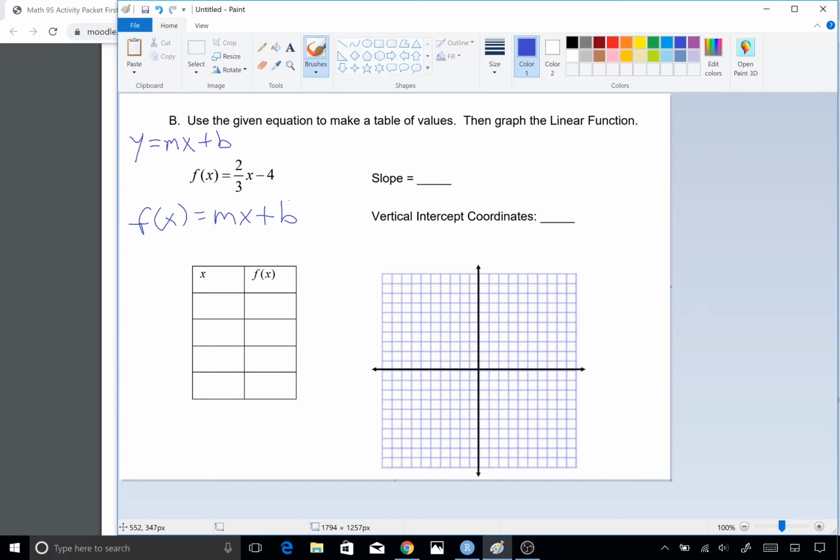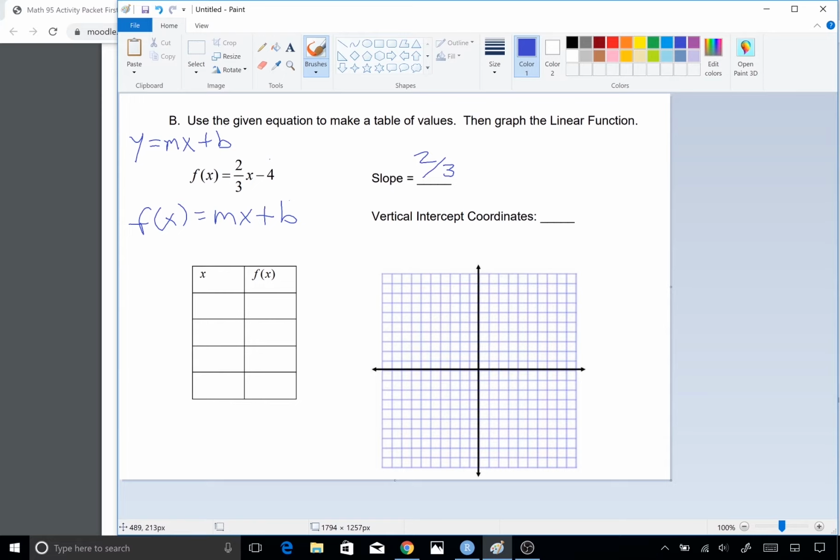Here, we're given the function f of x equals 2/3 x minus 4. The slope is the m. That's 2/3. So it's what's multiplied by the x, 2/3. The vertical intercept is where the line crosses the vertical axis, that is the y-axis. That will happen when x equals 0. If x equals 0 here, then f of x equals -4. 2/3 times 0 is 0, and then you're left with -4.